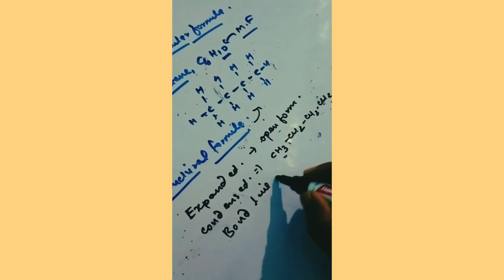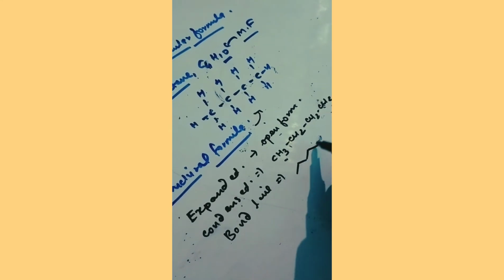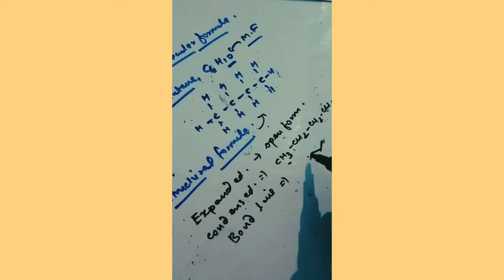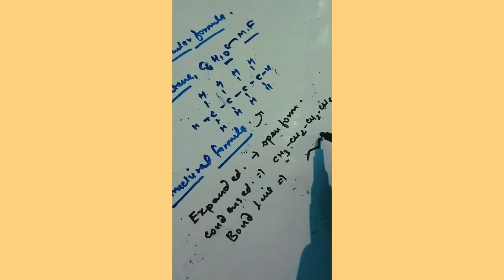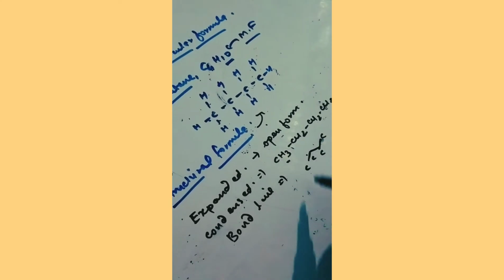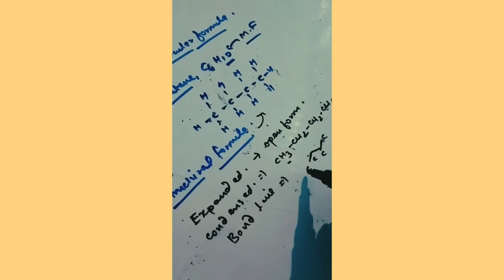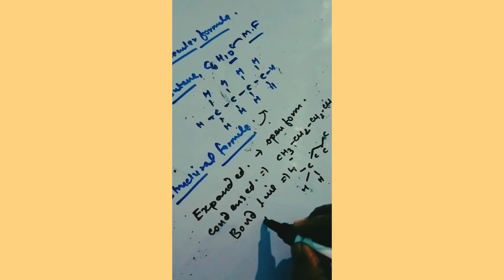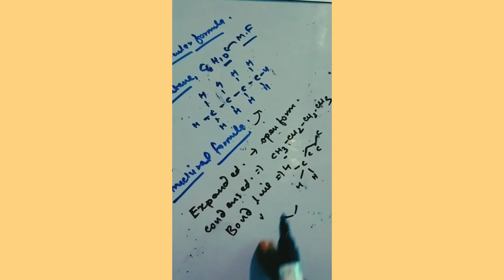The next one is bond line. Bond line means these points represent the carbon. So there are four carbon, 1 2 3 4. So four carbon we will draw like this. These are the carbon, and carbon has four valency, so you attach three hydrogen here. So you can represent this form into this one. 1 2 3 4, 1 2 3 4, like that.